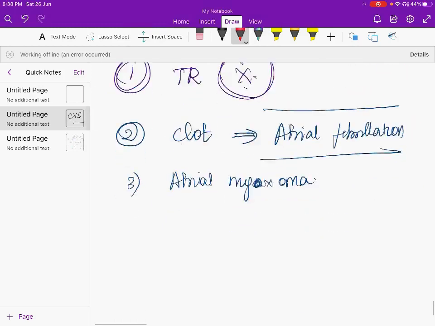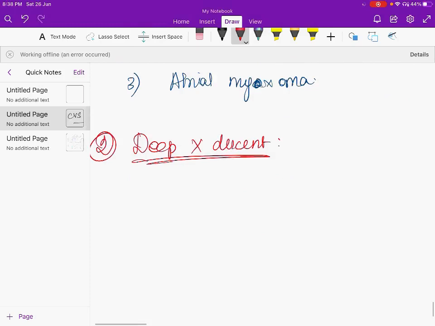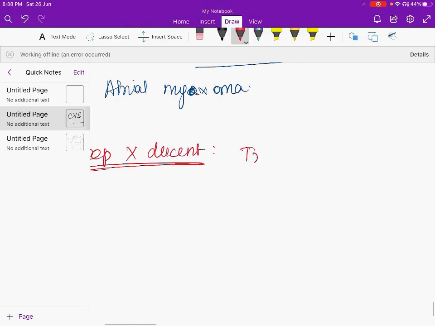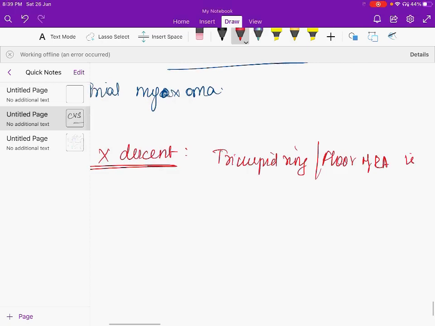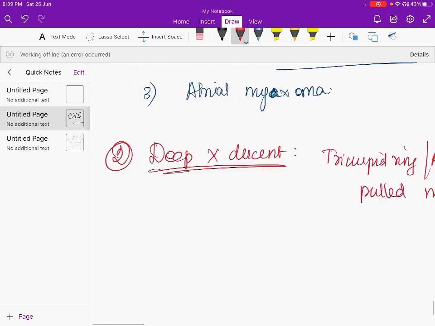So next, your X descent can be deep. For this to happen, your tricuspid ring, or the floor of the right atrium, is pulled more downwards. Why should it happen? Your right ventricle is contracting very vigorously. So name some causes.